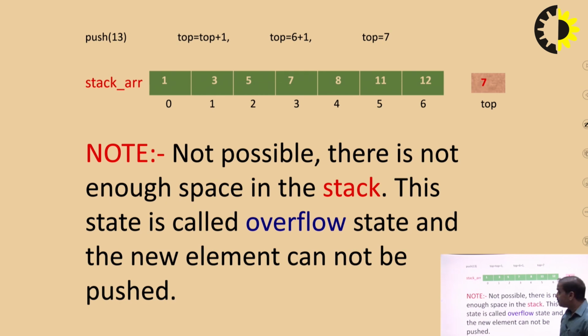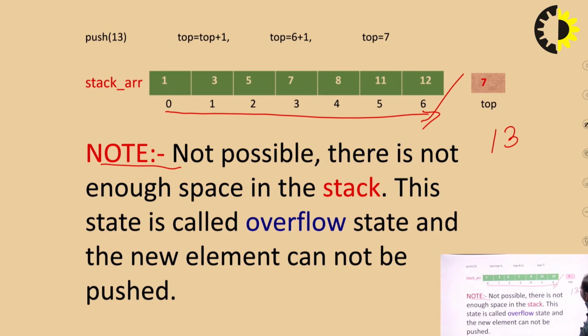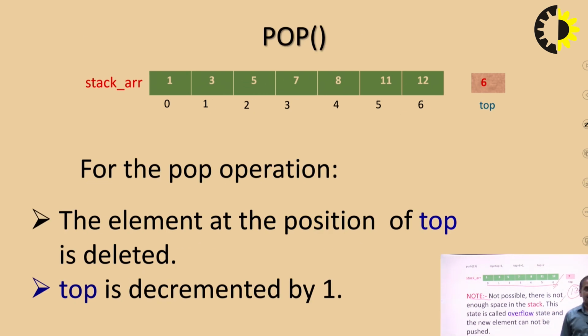Note, this is the main point which we have to note here. Not possible, there is not enough space in the stack. This state is called overflow. Here we have a total of 7 places in the array, and all 7 places are filled. Now we want to insert 13. We can't insert this 13 in the given array. This case arises overflow because we have no space, so this gives the overflow condition.